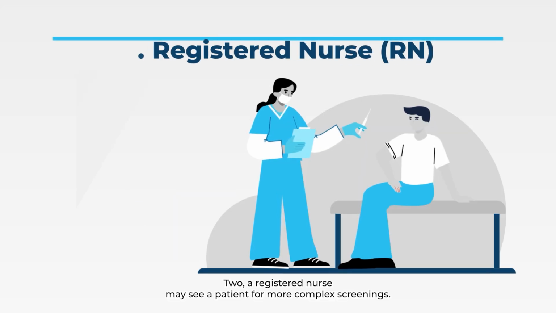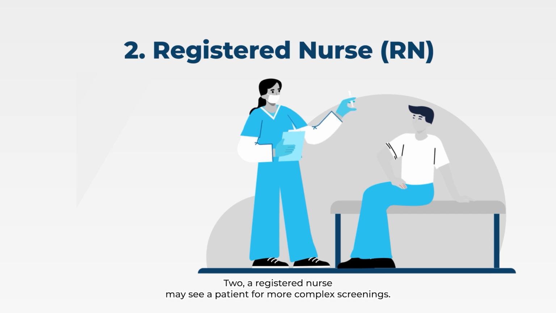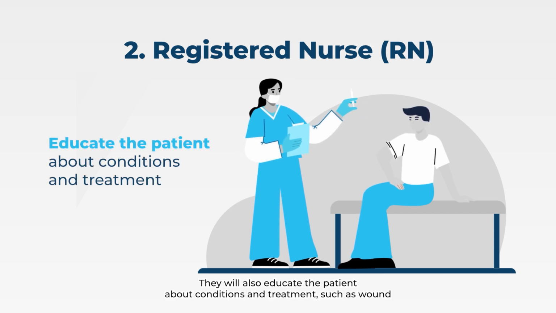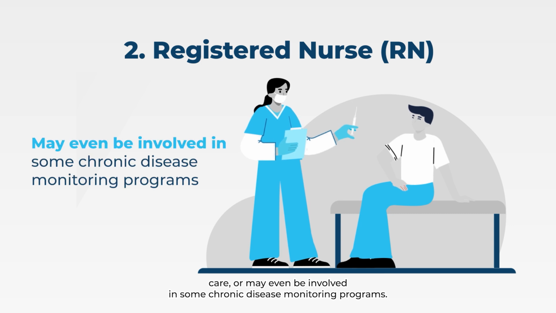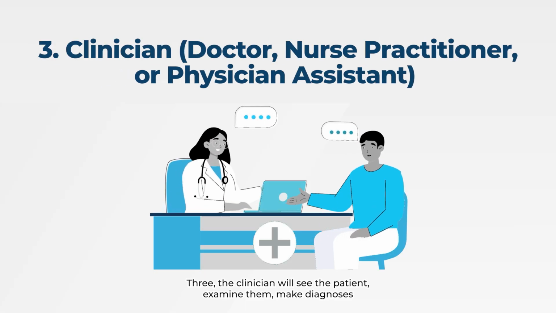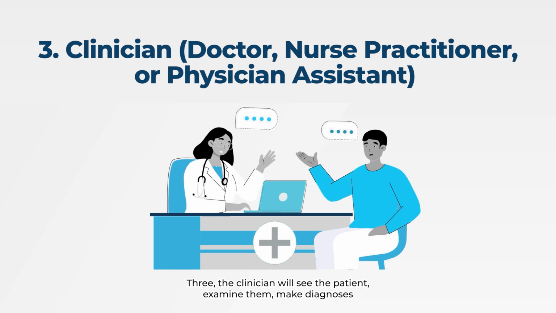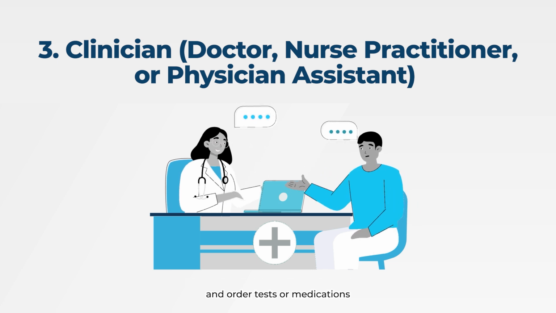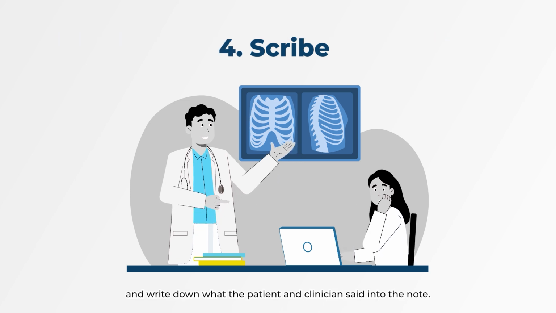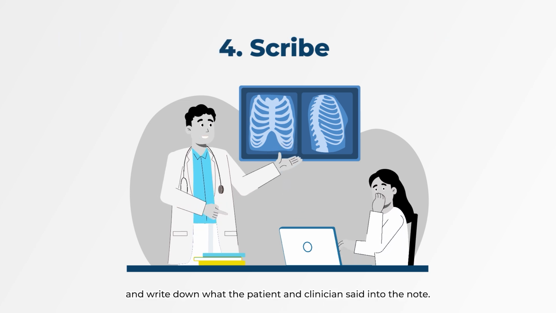2. A registered nurse may see a patient for more complex screenings. They will also educate the patient about conditions and treatment, such as wound care, or may even be involved in some chronic disease monitoring programs. 3. The clinician will see the patient, examine them, make diagnoses, and order tests or medications. 4. The scribe will follow the clinician and write down what the patient and clinician said into the note.